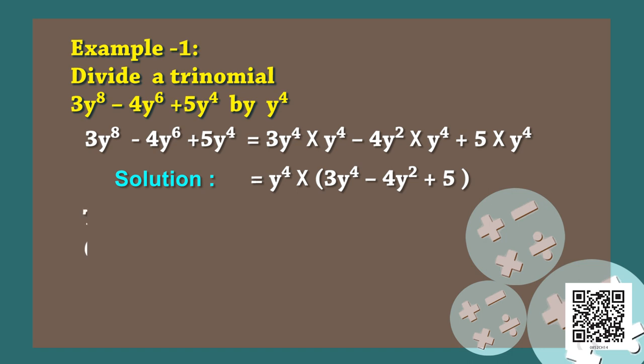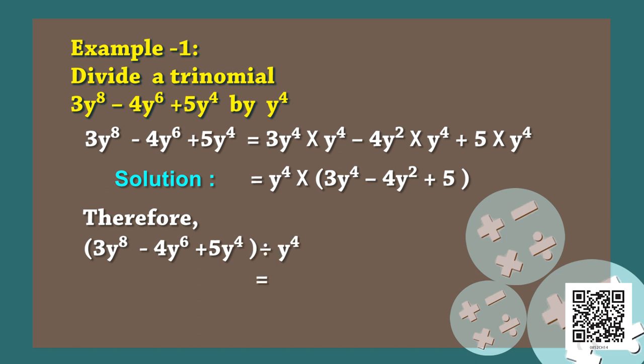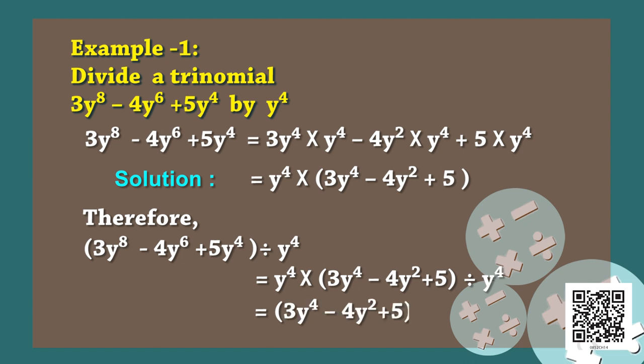Therefore, 3y to the power of 8 minus 4y to the power of 6 plus 5y to the power of 4 divided by y to the power of 4 is equal to y to the power of 4 into (3y to the power of 4 minus 4y to the power of 2 plus 5) divided by y to the power of 4. Now, by cancelling the common factor y to the power of 4 in numerator and denominator, we get 3y to the power of 4 minus 4y square plus 5. In this way, we can perform the division of a polynomial by a monomial.